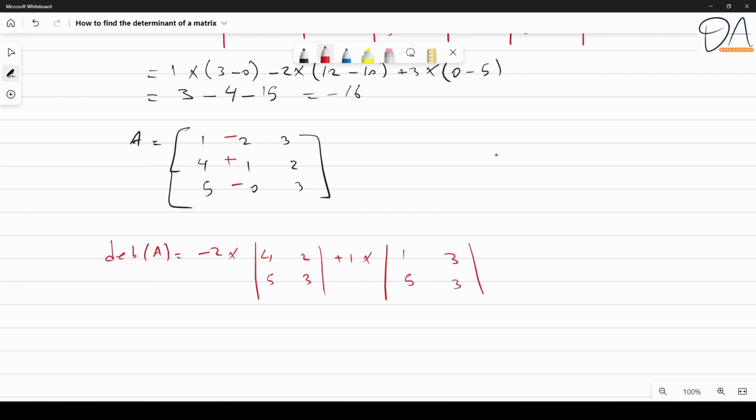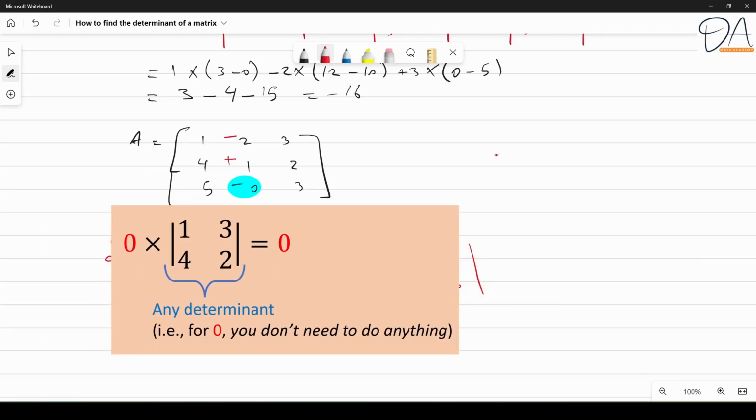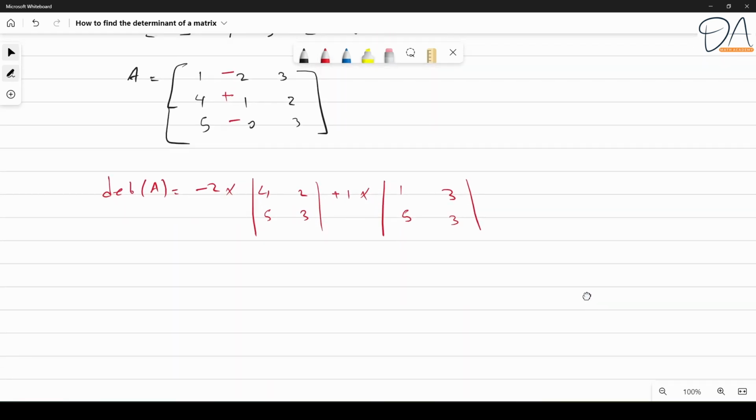Then the next one is 0. Now, 0 is a good element because 0 multiplied with anything, it doesn't matter what that value is, it will be 0. So we don't really have to do a lot of work in this case when we have a 0. So now let's calculate these. Minus 2, let's calculate the first determinant. 4 times 3, 12. 5 times 2, that is 10.